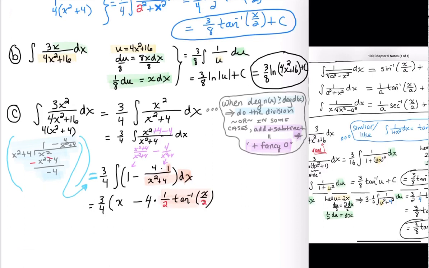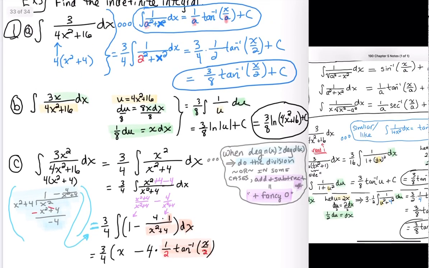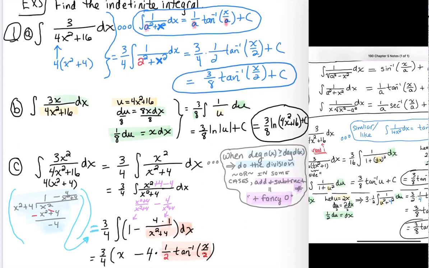So we're just using that formula for the 1 over a squared plus x squared. That was part of the reason why I wanted to start off, I should just scroll up here. That's how we did that part A, really, right? So we just did the 1 over 2 squared plus x squared.